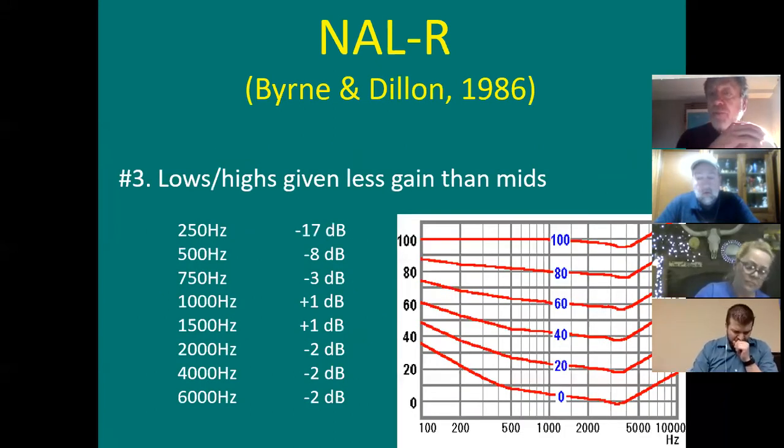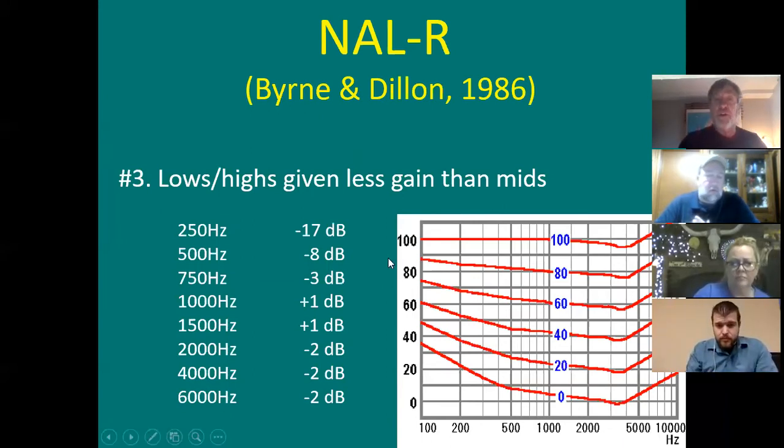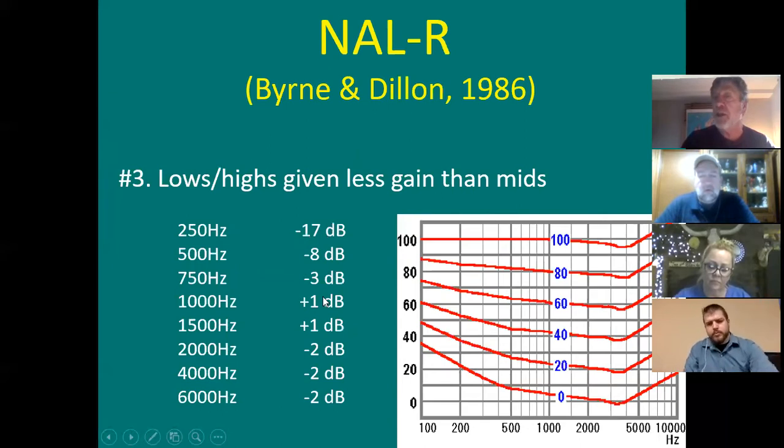Here, look at the letters down the side, or the columns down the side. 250, reduce that by 17 dB. 500, reduce that by 8. 750, reduce that by 3. 1,000 and 1,500, add 1. 2,000 hertz, reduce by 2. 4,000, reduce by 2. 6,000, reduce by 2. Please don't memorize this stuff. You don't need to. Just get the general gist.